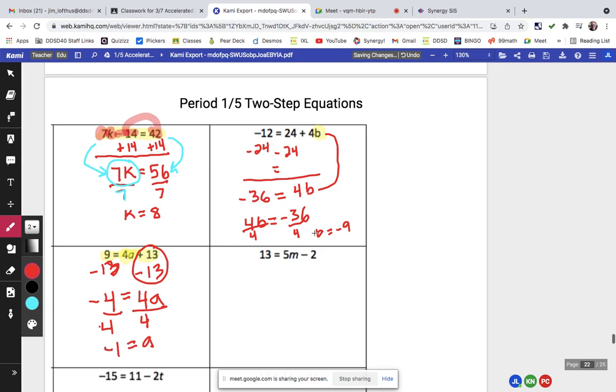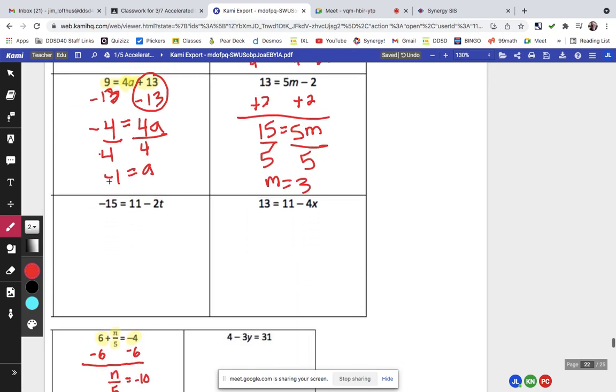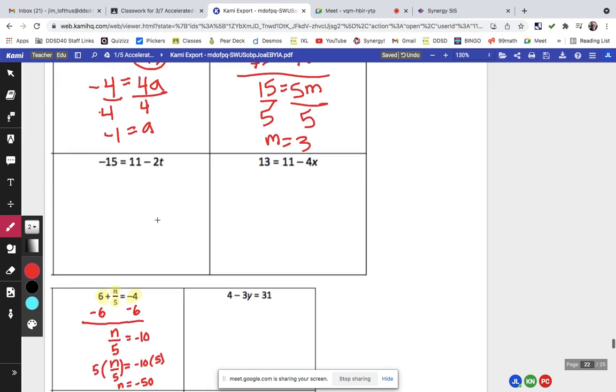Okay, let's try another one. We're going to add 2, and that's 15. And we're going to divide by 5. M is equal to 3. And we're going to save these for tomorrow. They're a little bit more challenging.